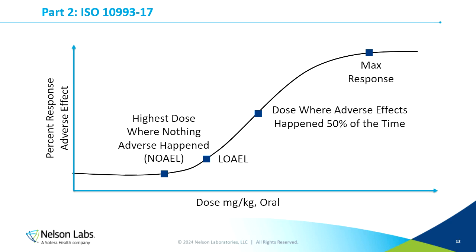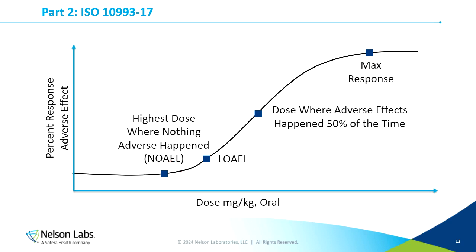In this case, imagine that this is an animal study where each one of these different dots is a different dose to a set of animals. So you can imagine that maybe there's 10 animals at each of these doses, and then we're going to observe over a repeated duration. So for example, it could be a daily oral dose over 28 days or over 90 days.